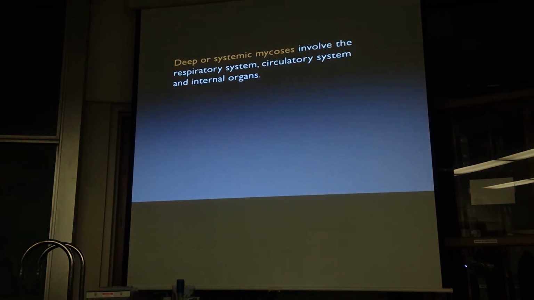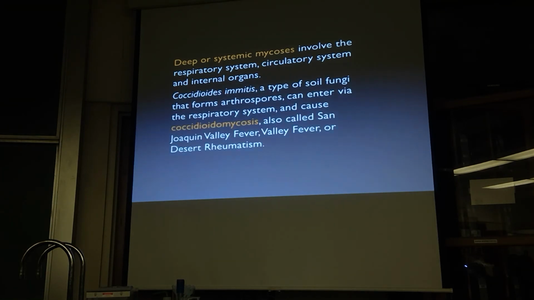And then the last category are the deep or systemic mycoses. Typically the fungi get in by means of the respiratory system, but not always, because sometimes they can get in through an accidental injury. The fungus basically gets into the bloodstream. Once they get into the circulatory system, they can go to internal organs. And again, if your immune system can't control them, they can cause considerable damage.